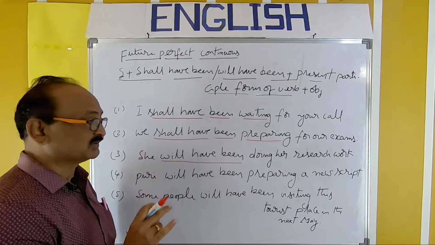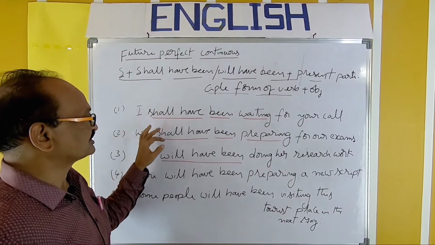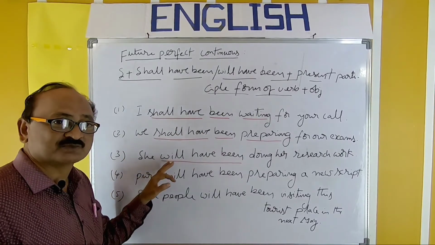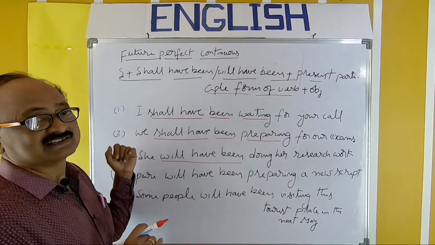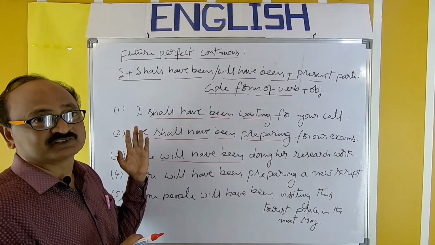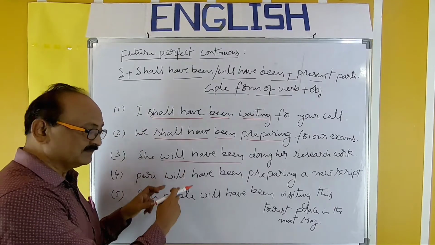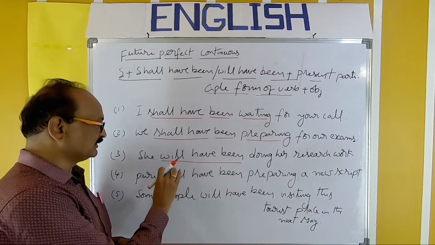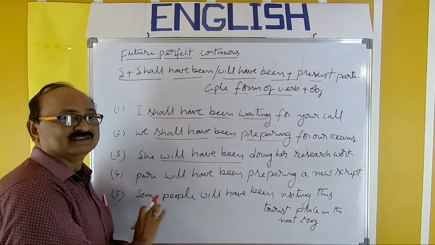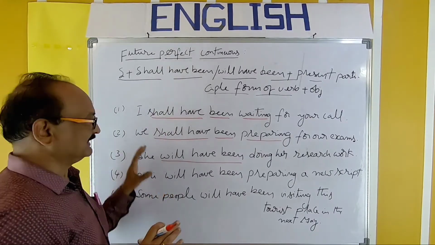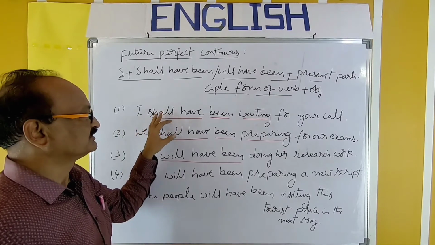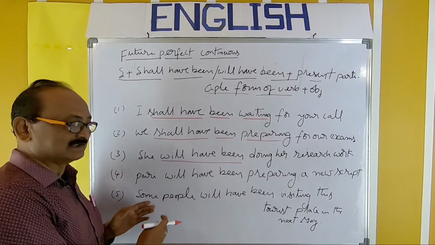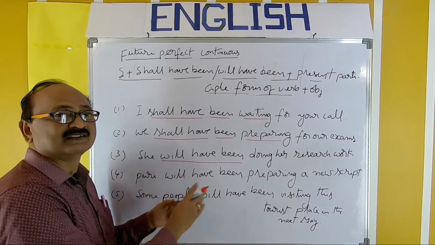So you should remember the basic rule. With I and we, we should use shall have been here. And with all the other persons, we have to use will have been. And there is another rule. I explained it in simple future. With all the persons, will is allowed, that is will have been is allowed. And usually, many people use only will with all the persons. So it doesn't matter. So basically, this is the basic rule. With I and we, we have to use shall have been in this particular tense. And with all the remaining persons and number, you can use will have been in this tense.